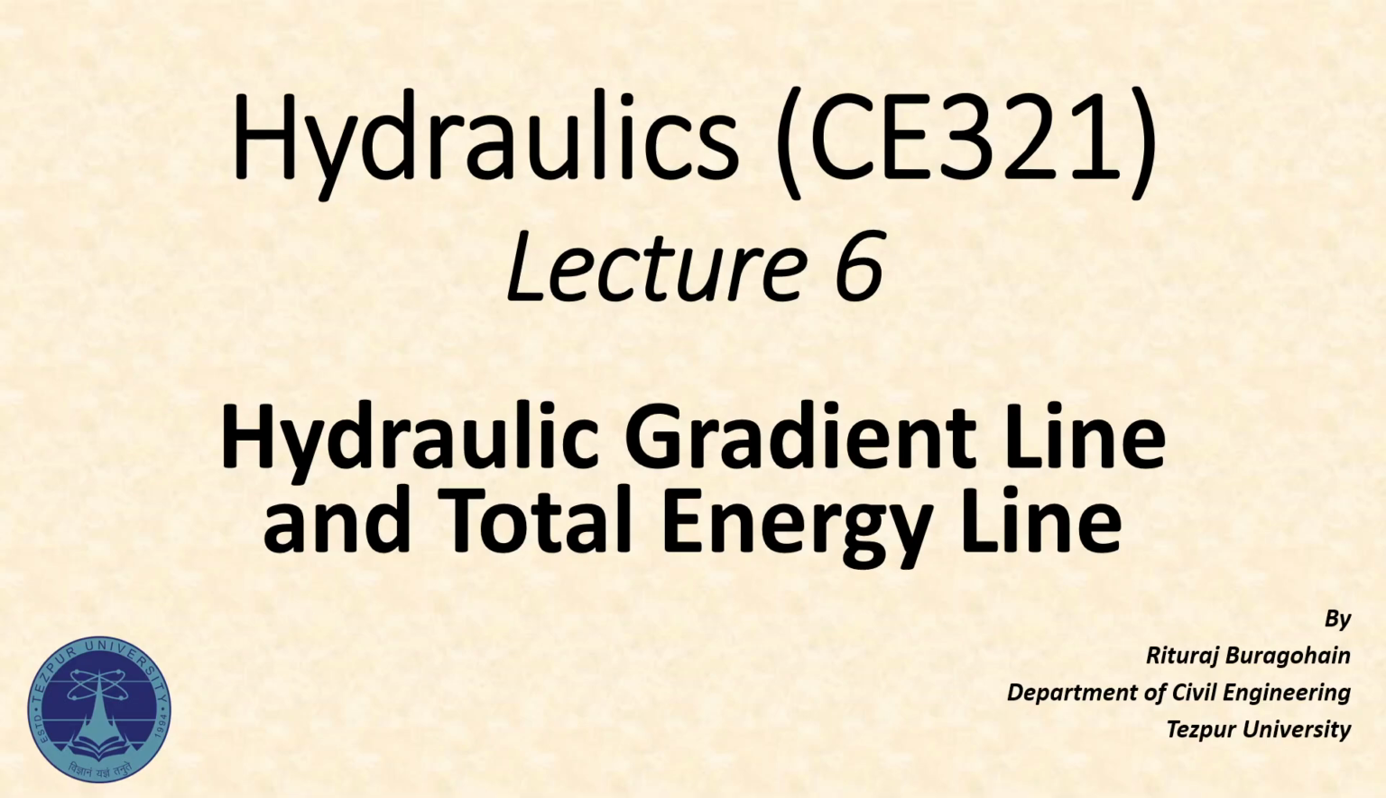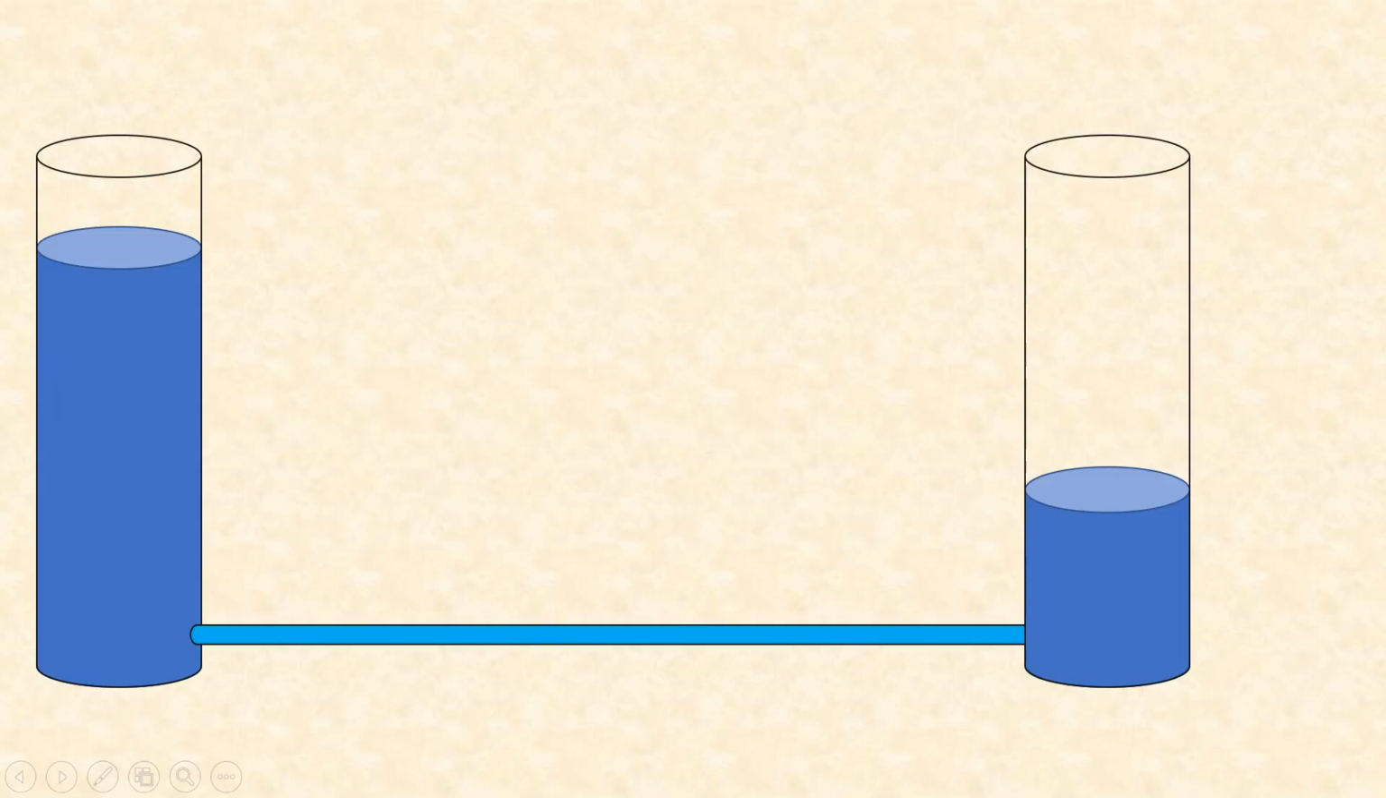Hello everyone. In this lecture we are going to discuss the concept of hydraulic gradient line and total energy line. To understand, let's take an example here. This is an example of pipe flow where flow takes place from a high pressure tank to a low pressure tank.